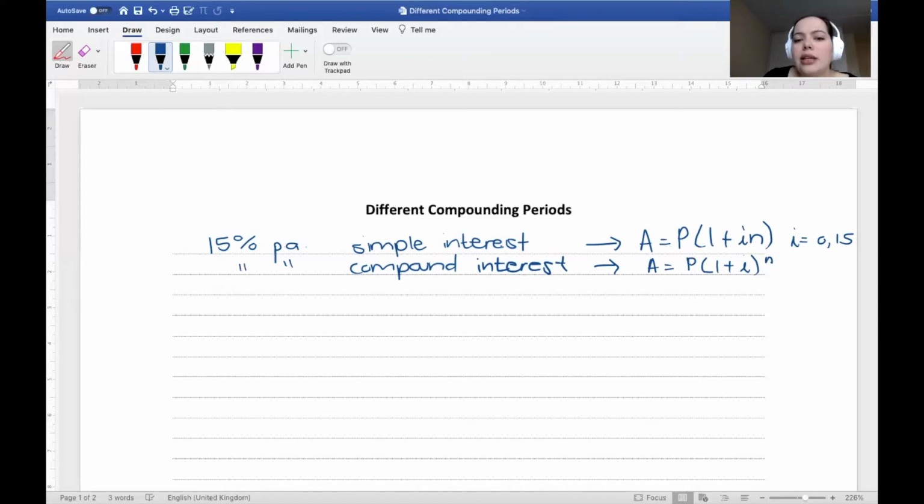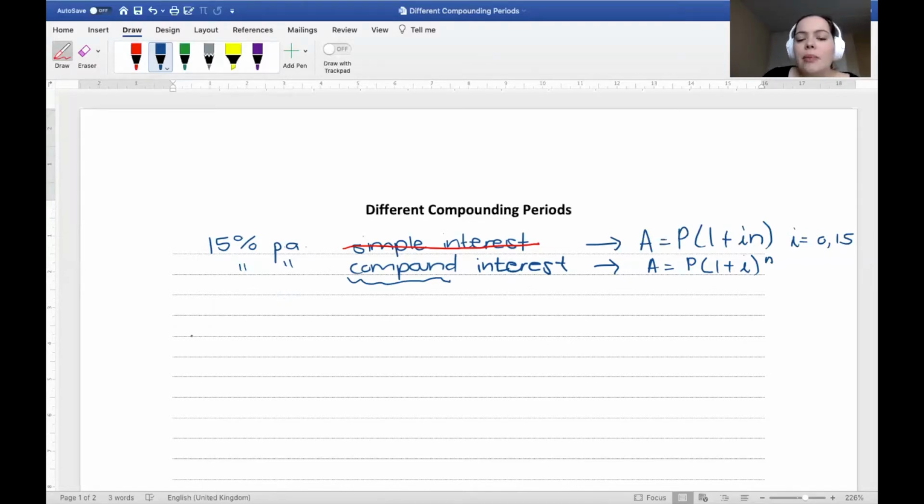But now we're going to start discussing different compounding periods. Now, before I get into that explanation, you'll notice that this one is called compound interest. So when we discuss different compounding periods, we are not talking about simple interest. This is no longer in play when we discuss different compounding periods. In fact, if we need to use simple interest, the question will state explicitly that it is simple interest. If it doesn't say simple interest, you can assume compound interest.